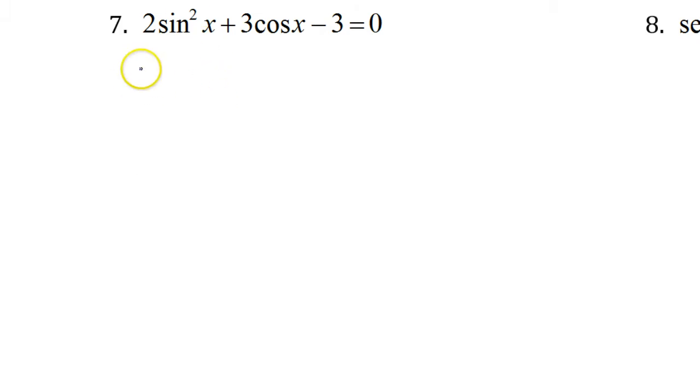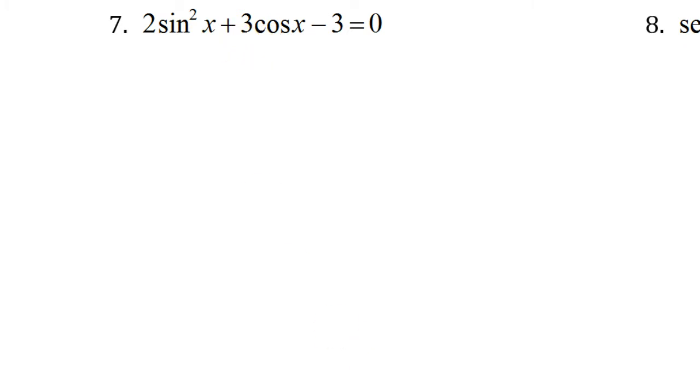Okay, so take a look at number 7. Notice that we have a sine and a cosine. We're not going to be able to solve the problem as long as it has two different kinds of trig functions. So we have to do something about that.